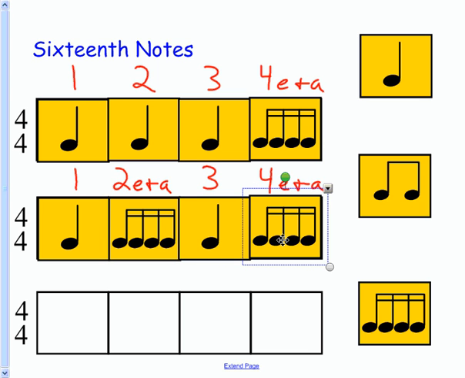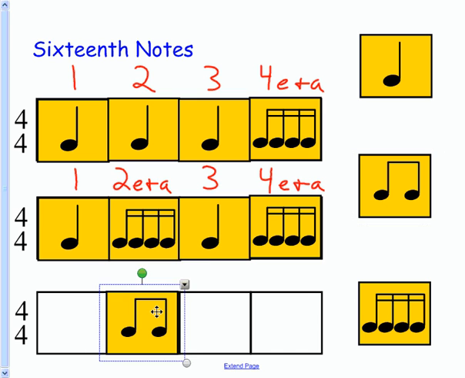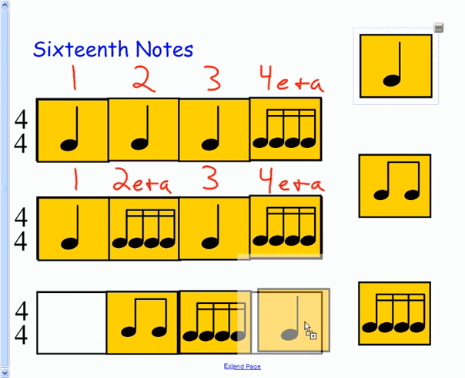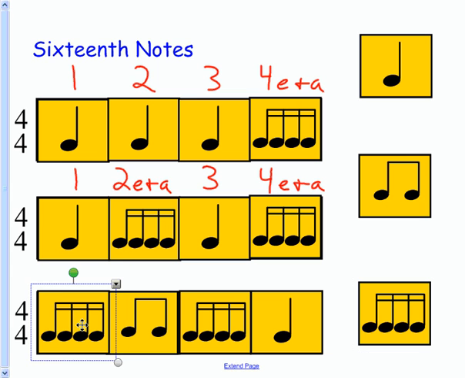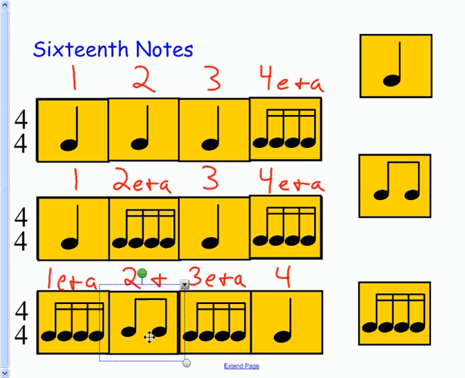All right, and then let's make it a little bit more complicated. Let's try this one. Okay, work it out. We have 1 E and 2 and, because we have 8 notes, 3 E and 4. So when that counts out, it goes 1 E and 2 and 3 E and 4. So that is the introduction to 16th notes.